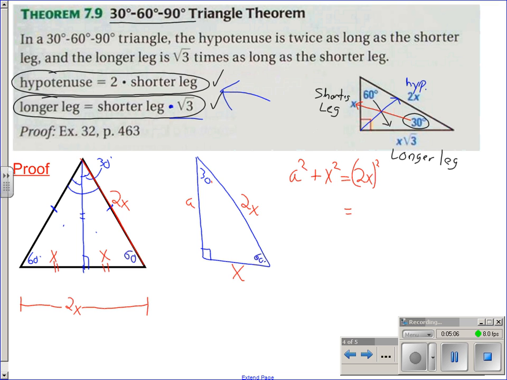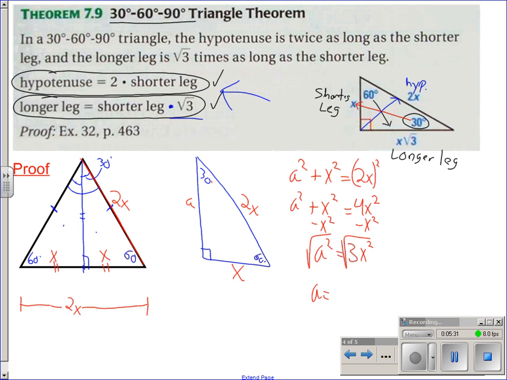So 2x, when you square that, that's 2x times 2x. That's 4x squared. Trying to solve for A, so subtract x squared. So A squared will equal 4x squared minus 1x squared. That's 3x squared. I want to know what A equals, so I'm going to take the square root of both sides.